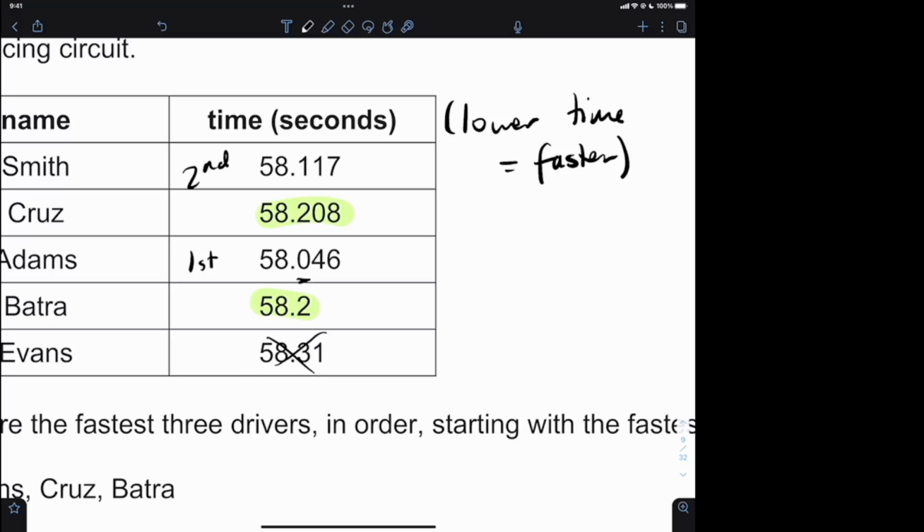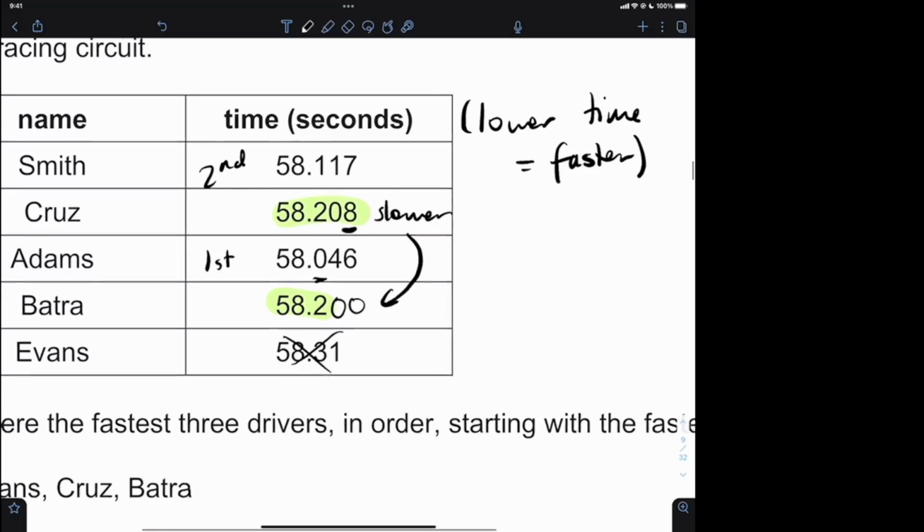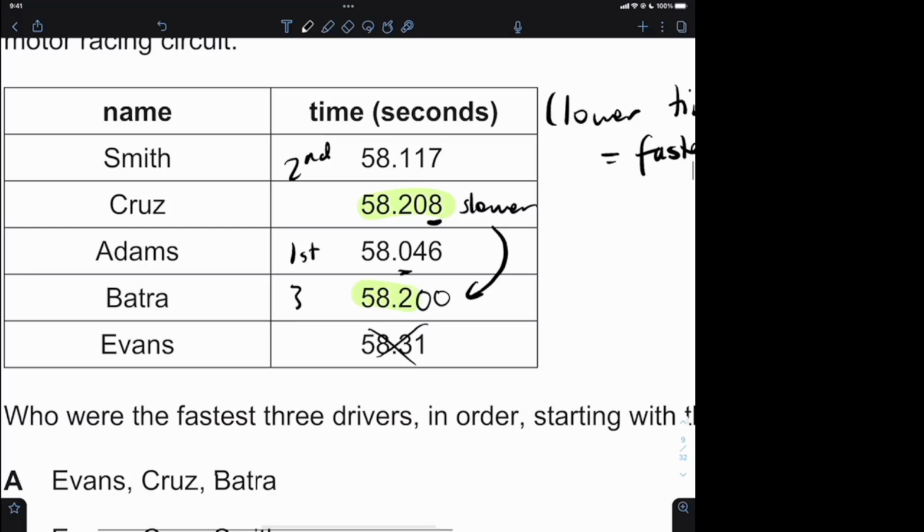So you can see that this one here is technically the same as going 0.200, sorry. Whereas this one's got an 8. So this one's slightly higher, meaning it's slightly slower than Batra. Okay, so Batra is going to be the third place.